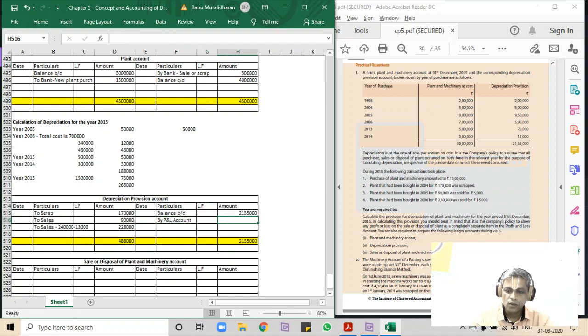P&L account is 2,63,000, what we calculated above. So the balance carried down is equal to 23,98,000 minus 4,88,000. Right? 19,10,000 will be the balance carried down and will be the balance for the provision for depreciation account.